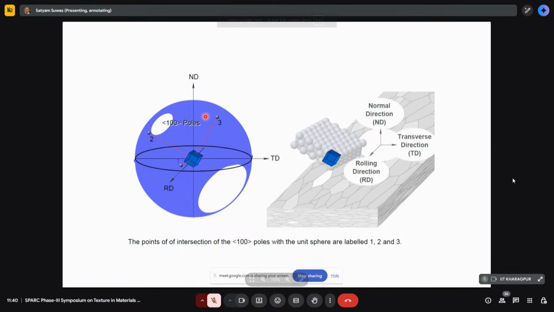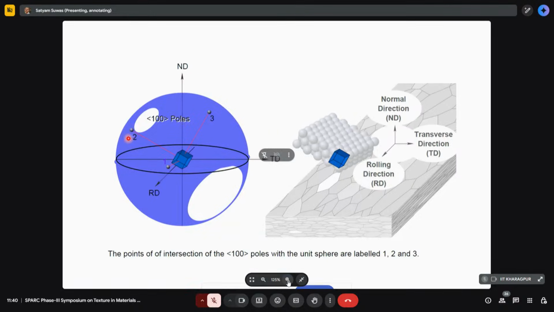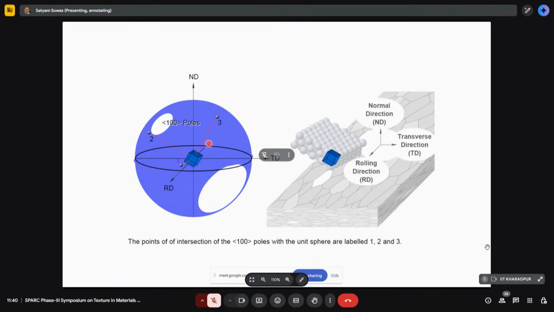And so these touching points on the sphere's inner surface of these normals drawn on the planes, let us mark as 1, 2 and 3. Let's see only these three planes.